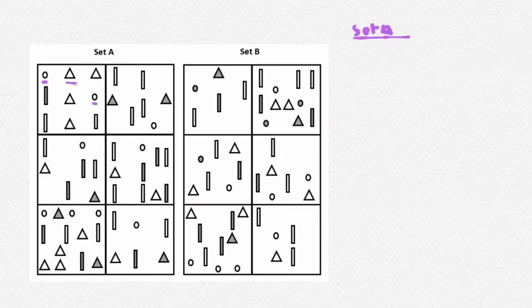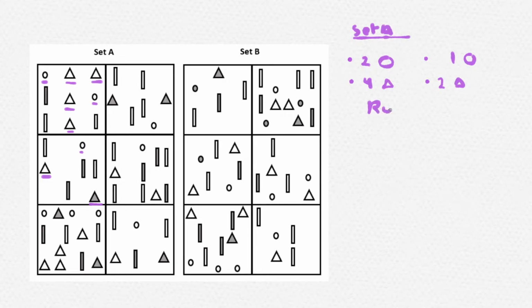So in set A, we can count 2 circles, and in the same square we can count 1, 2, 3, and 4 triangles. So let's write that down on the side. Whenever you try and find a rule, try it in multiple squares to make sure that single rule doesn't apply to only one square. So in the second box we can see there is 1 circle and 2 triangles.